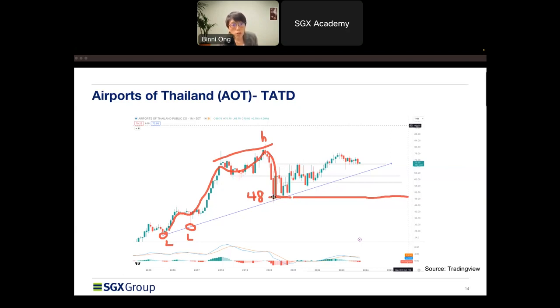Because if you assume that air travel is to return, then I would have to assume that we are not going to see that level of activity seen during the COVID period. Basically, the COVID period had no activity. It had very few travelers and very little activity. That's the reason why AOT was being pushed down. So $48 is a very strong level.